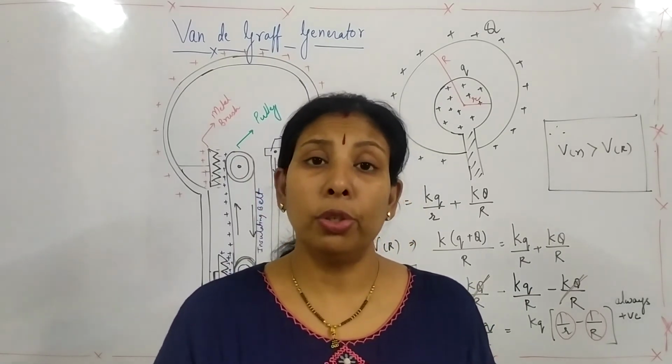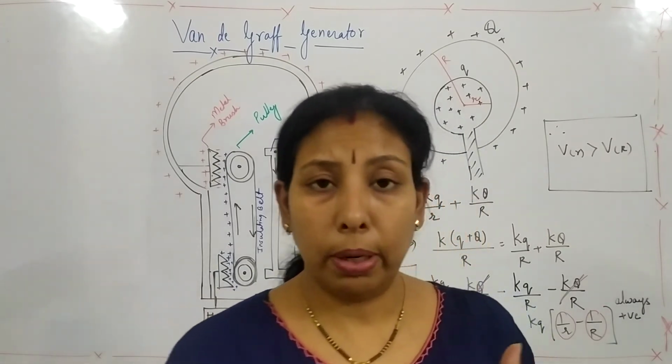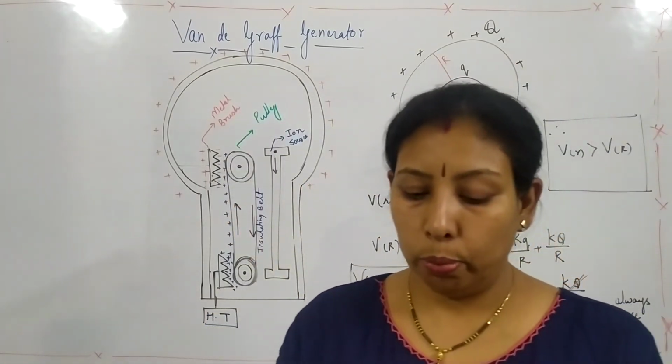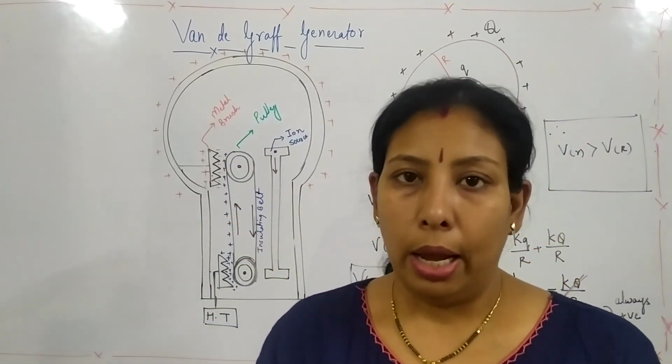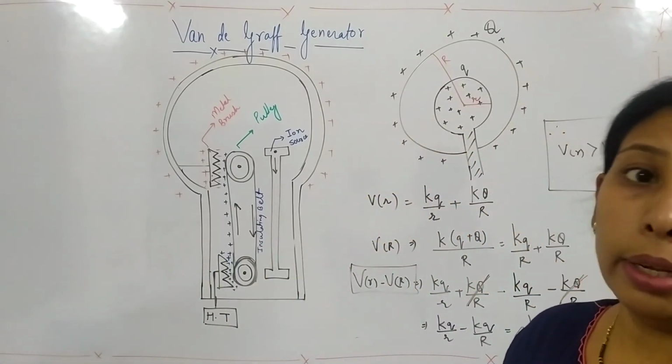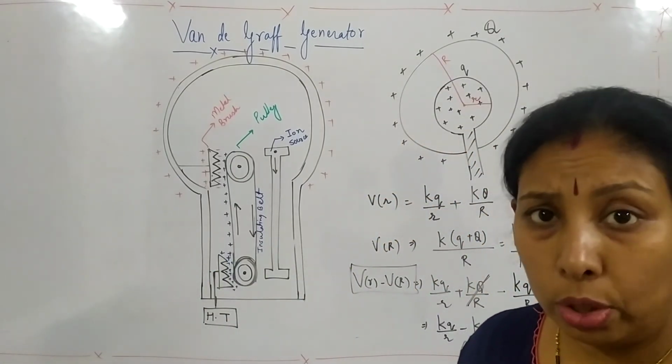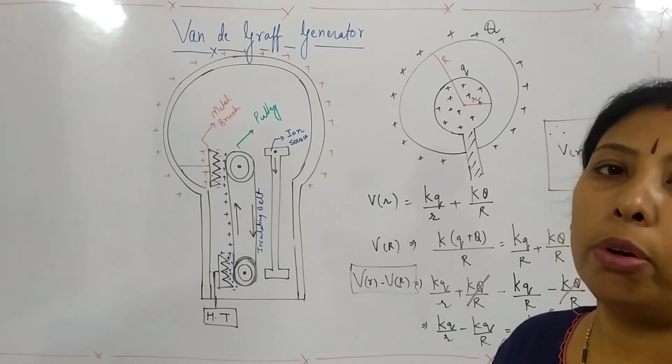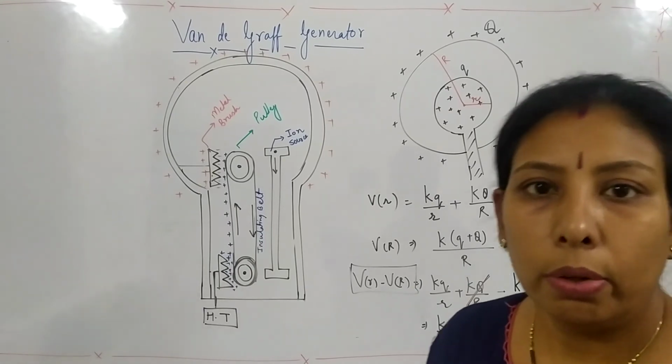So I think this finishes your Van de Graaff generator. We have learnt about the construction, the working, the principles, and you can go to this and the diagram. So in case you find this question, you can get full marks if you write all these things, right?